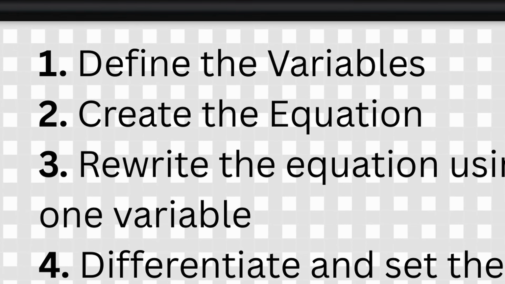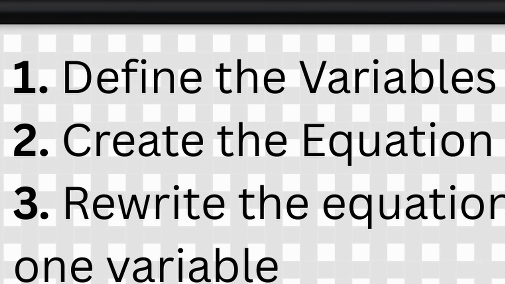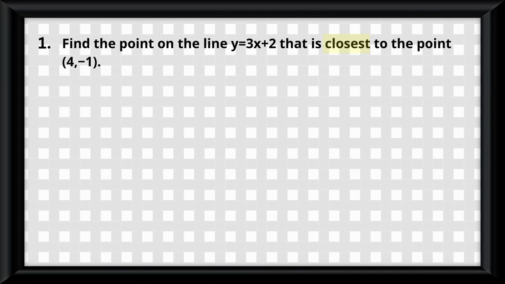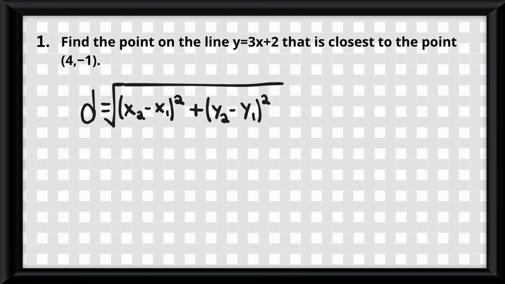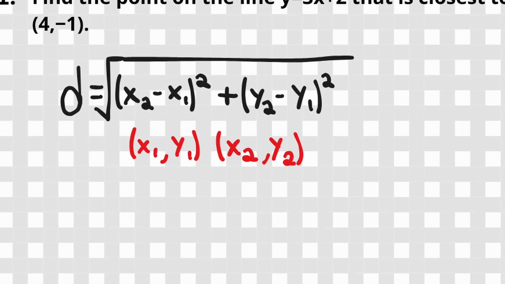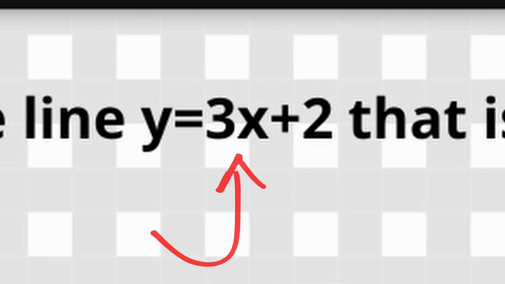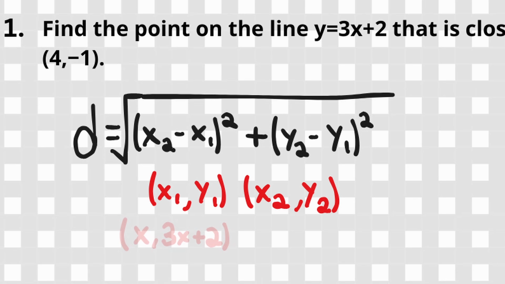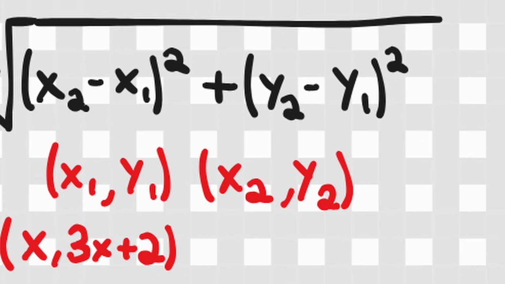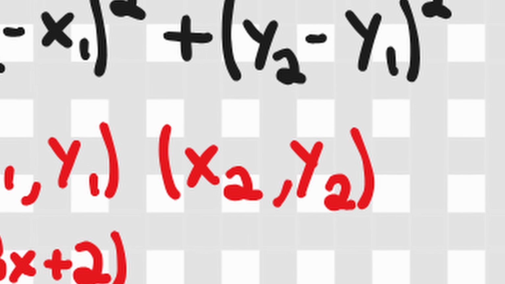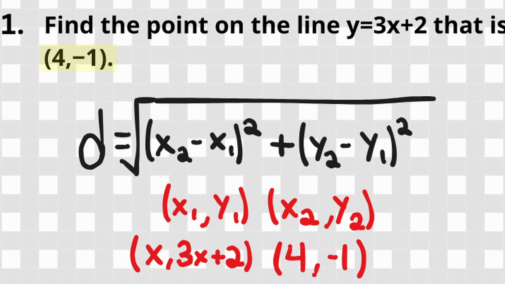Okay, step 2. You must now create an equation. For the first problem, we are trying to find the closest possible point to a random point on the graph. Since it is about distance, we will use the distance formula, which requires 2 points to plug into it. For the first point, x1, y1, we want to showcase any general point on the line, so what we'll say is x, 3x plus 2. For the second point, x2, y2, we will plug in the point they already gave us, 4, -1.